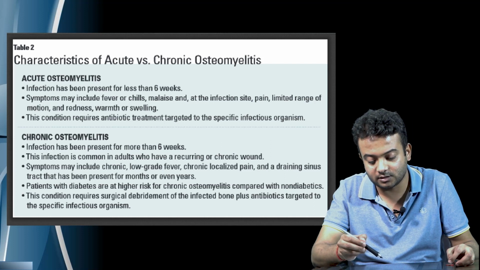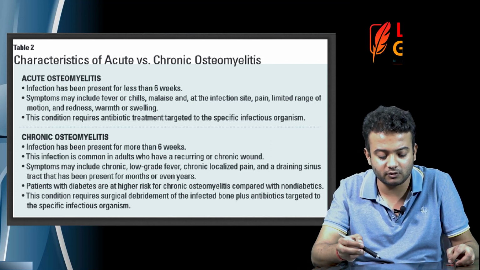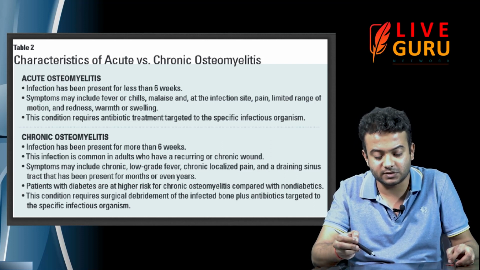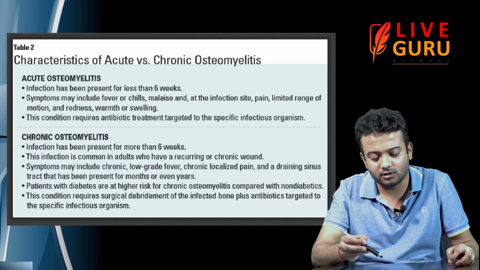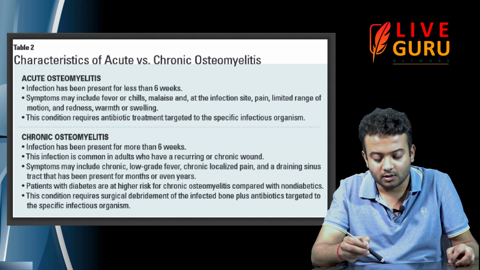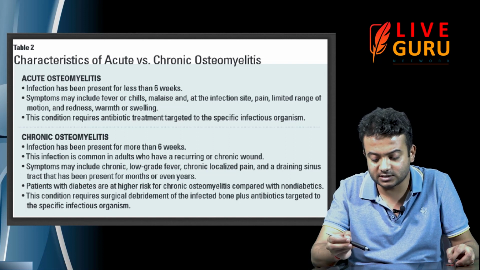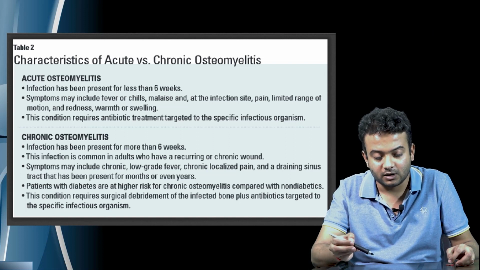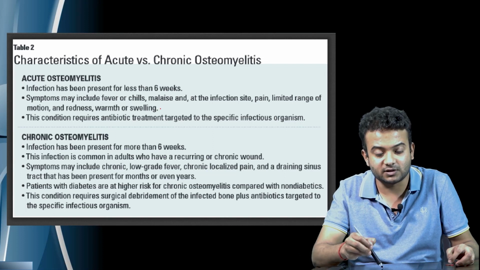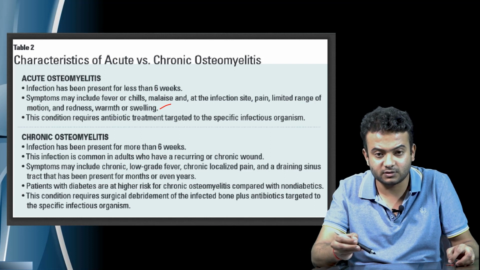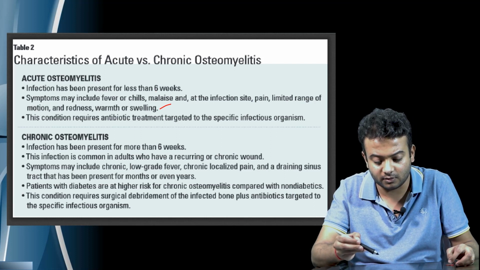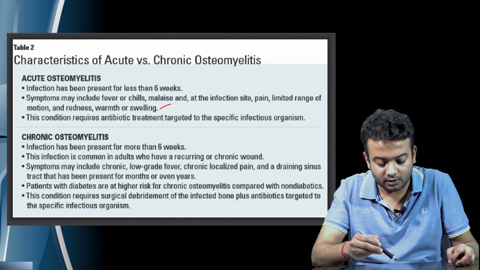So we can characterize osteomyelitis based on the duration, acute versus chronic. If it occurs in less than 6 weeks of duration, then it's acute. If it is present for more than 6 weeks, then it's chronic. In acute osteomyelitis, symptoms can be present like fever, malaise, pain at the site of infection with limited range of motion, redness, warmth and swelling, which are all features of inflammation. It requires aggressive antibiotic treatment, up to 6 weeks of intravenous antibiotics.